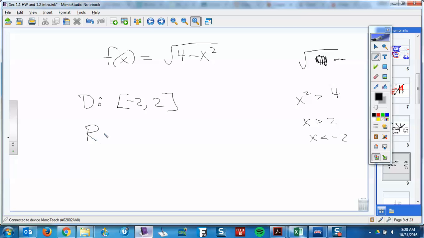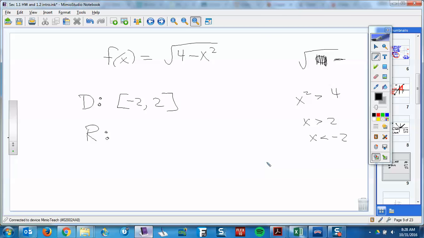And then the range is what? Now to do range, you just think, okay, now plug in any numbers you want. What kind of numbers are you going to get out? Well, what are you always going to get out of the square root? It's going to be positive, right? You're always going to get a positive out of there.